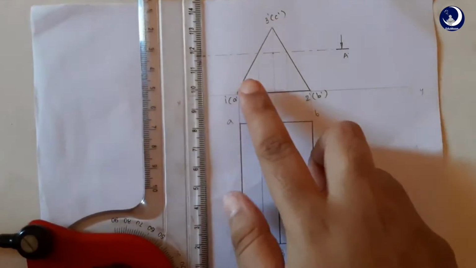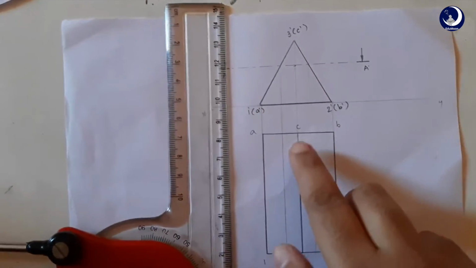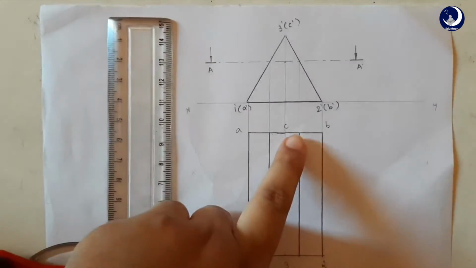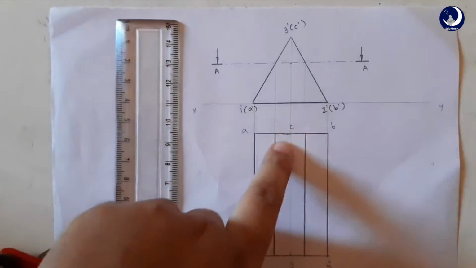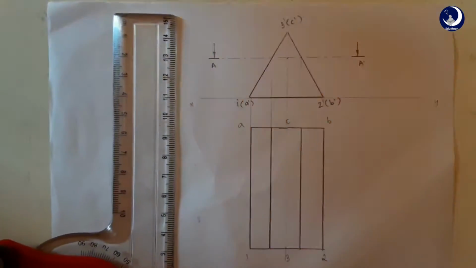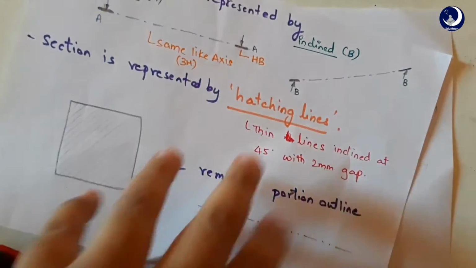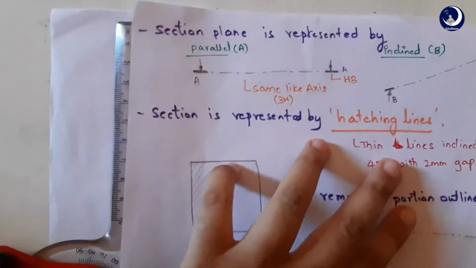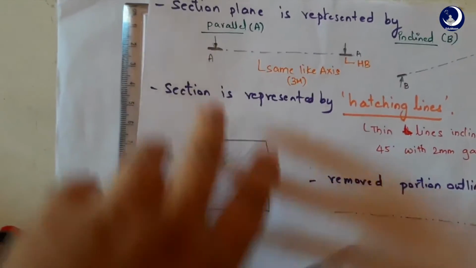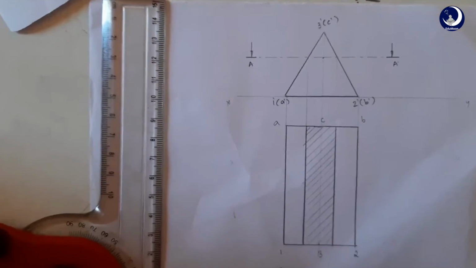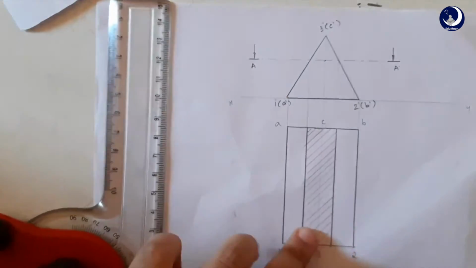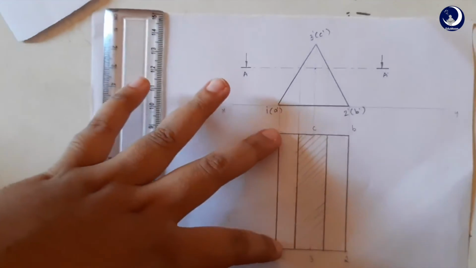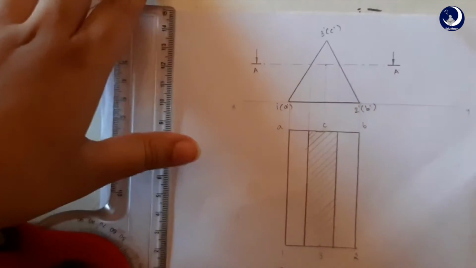So I have projected these 2 points. Now I'm going to erase this. Since this is the sectioned portion, we need to hatch this area. As we discussed, hatching lines are thin lines inclined at 45 degrees with a 2 mm gap. So the hatching area should look something like this. Okay, so hatching is done. So that's it. This is the top view, and then you can just dimension the axis length.